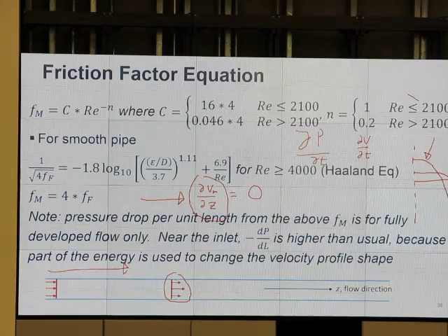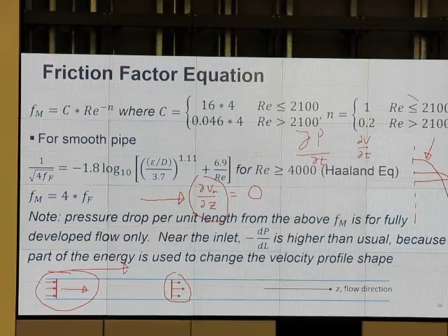Okay. So can we have the case where it's not fully developed but steady state? Yes, we do. If we look close to the inlet and we move along the flow direction, there's a change of velocity profile. But if we just look at one location without moving anywhere, the velocity profile doesn't change, right?